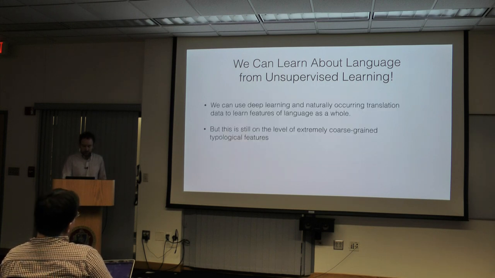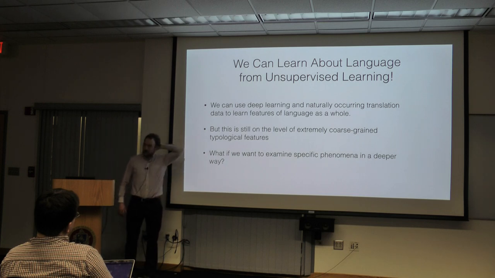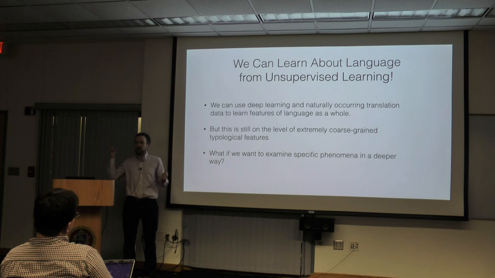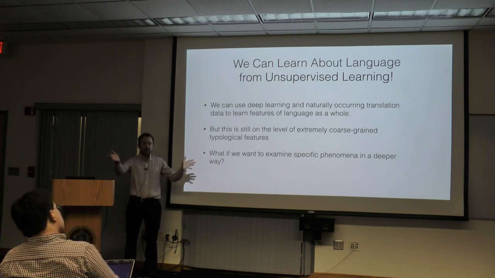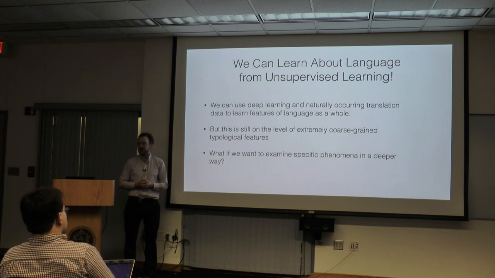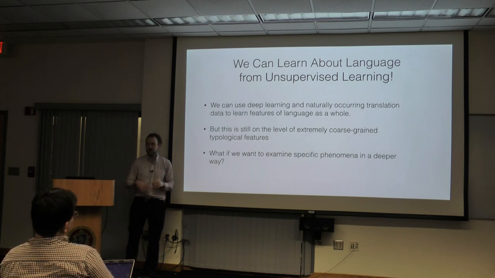So one of the downsides of this work is that this is extremely coarse grained. Basically, what you're doing is you're saying, hey, neural net, here's all the data that we have in a language. Please tell me what this typological feature is. Like, is it a subject-object-verb language? Or does it have concatenative morphology? Agglutinative morphology or something else?